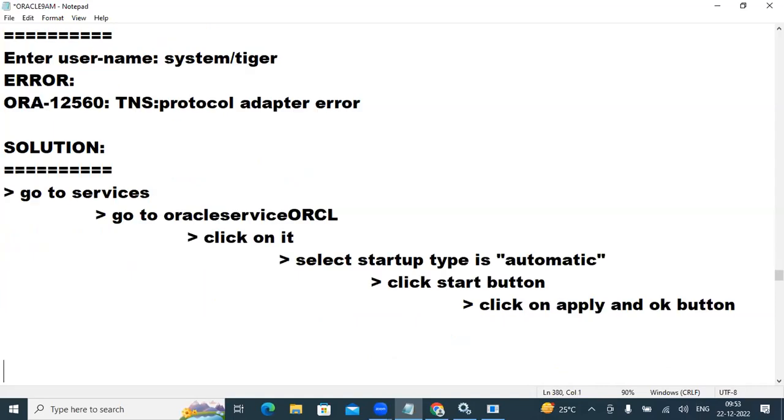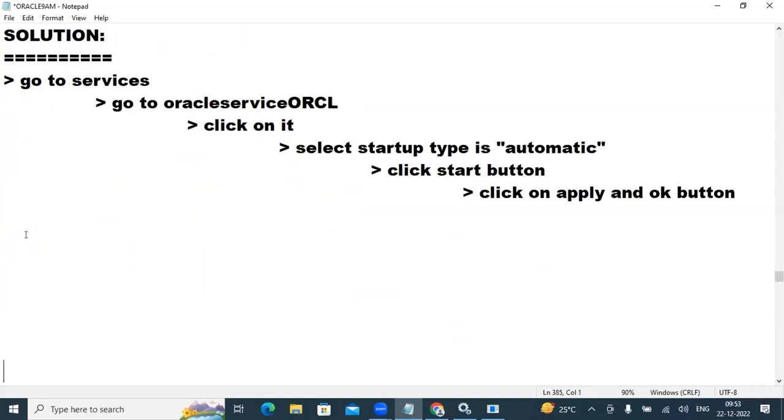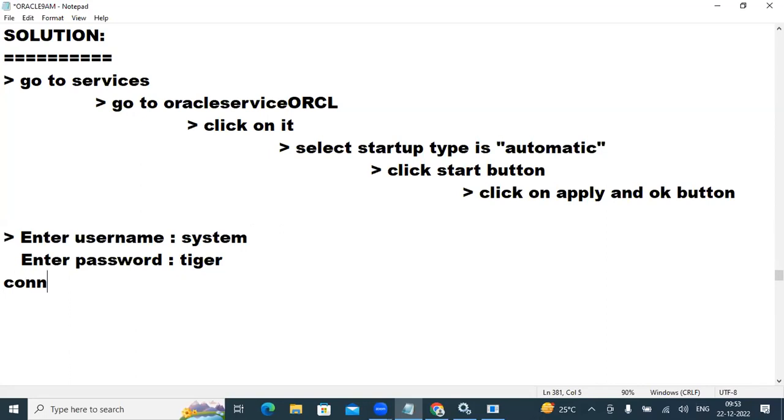Okay, so these are the things you have to do, your solution. And after setting all this, come to your database and enter now. So it was asking you, enter username. And next it was asking, enter password. Okay, so what is my username here? Yes, it was system. And my password is Tiger. And now you will be successfully connected. This is the first connectivity problem.